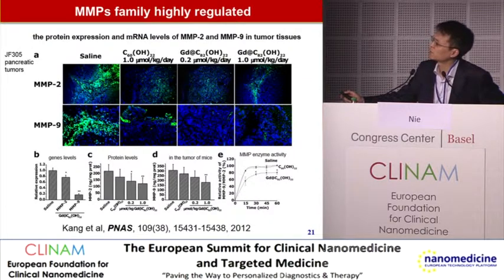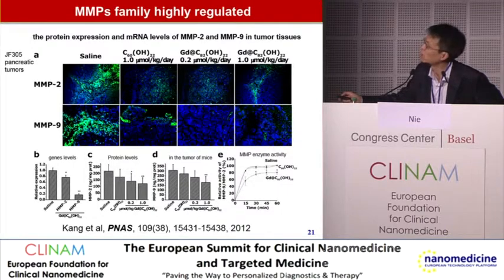We then went a little further to see what happened to the well-known MMP family members. Basically, they are proteases that can degrade various collagens to open the door for tumor cells to metastasize to other places. And we see a dose-dependent decrease in MMP2 expression and MMP9 expression.